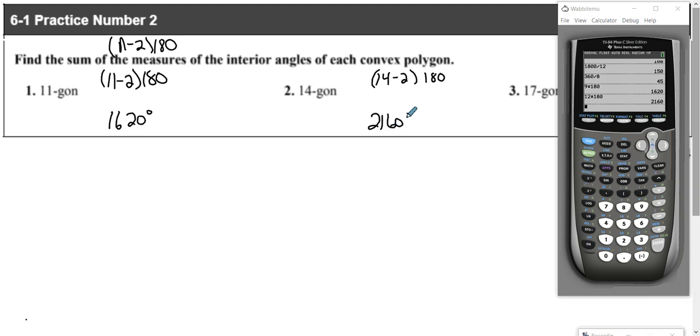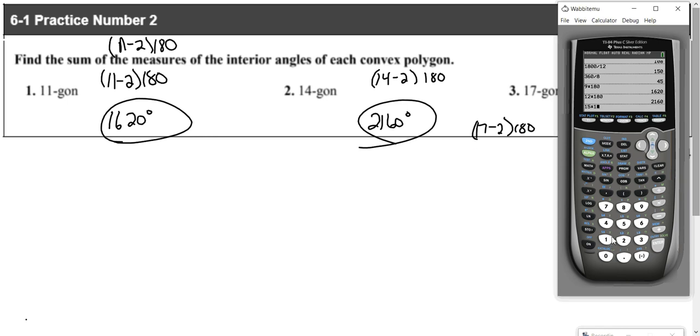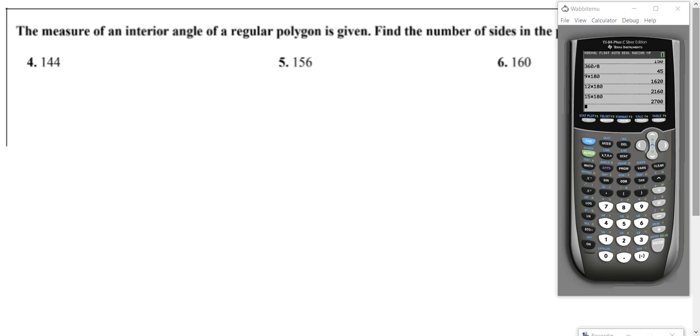2160. What's really impressive is those that can do the 12 times 180 in your head. Now that, I'm impressed with that because I cannot do that. 17 sides. 17 minus 2 times 180. 15 times 180. 2,700. All right, so there's the first 3 questions. Not bad, right? Not bad at all. Let's look at the next 3.